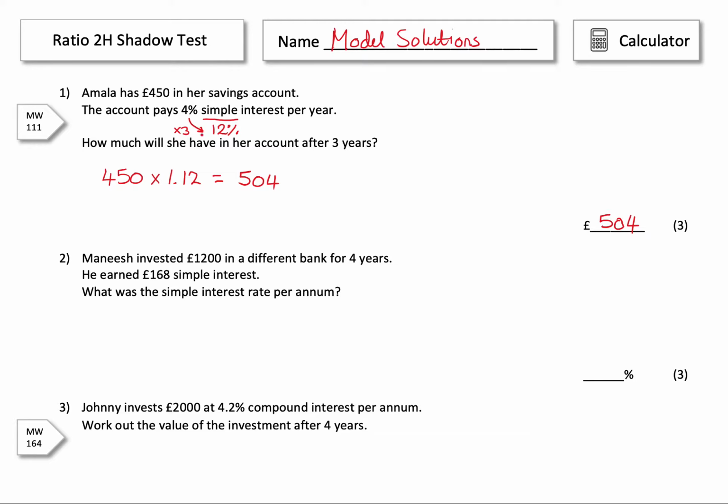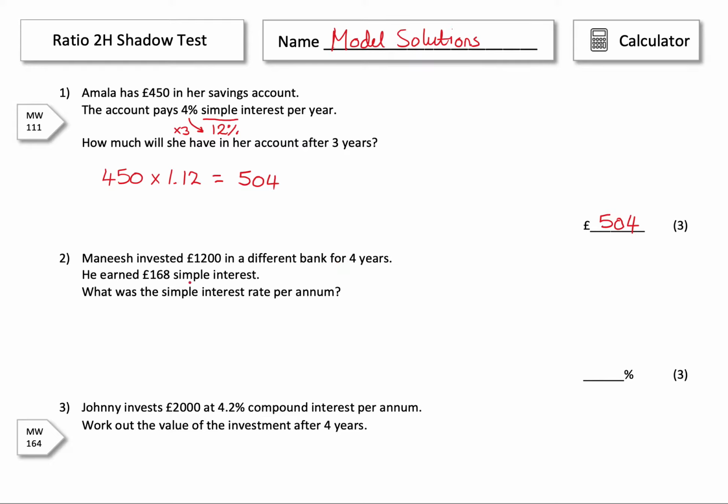Okay, you could have worked out what 4% was. That would have given you £18 and then multiplied that by 3, but it's exactly the same as what we've just done here. Okay, number 2, Manish invested £1,200 in a different bank for 4 years.